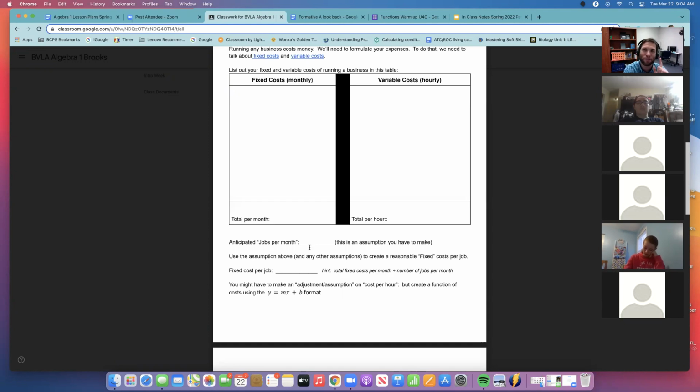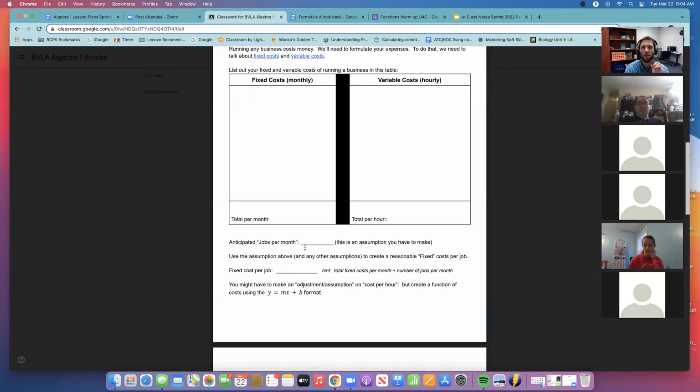Think about how many jobs you're going to take a month and use that to make a division problem to find the fixed cost per job. So let's say you have to spend $1,000 a month in fixed costs, but you're going to do 100 jobs a month. Well, then your fixed cost per job would be $10 per job.